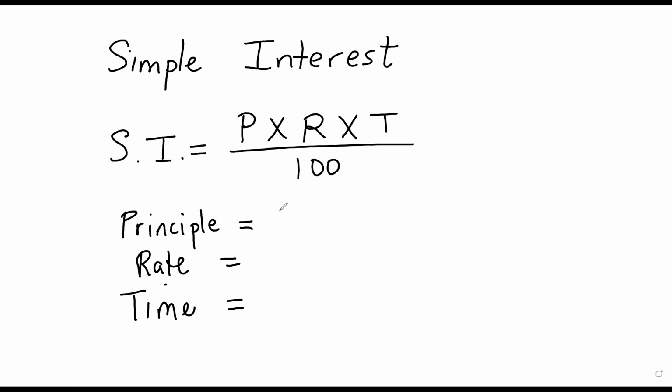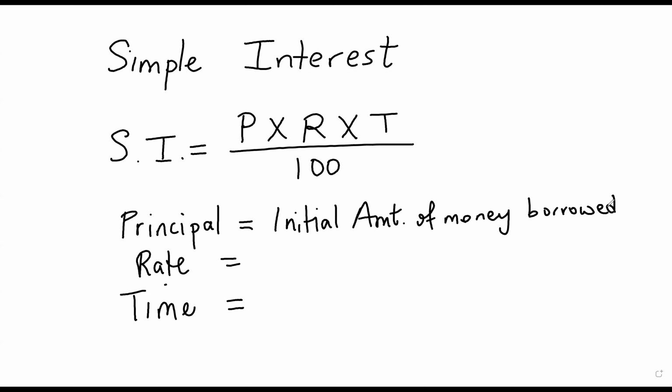So the principal, it's not spelled like this. Sorry, I spelled it wrong. It's spelled like this, actually, I think. Who knows? Anyway, the principal is the initial amount of money borrowed or invested, right? Borrowed if it is a loan, invested if it's an investment. The rate is your interest rate, the rate that you use to calculate the interest. And for simple interest, it is typically calculated per annum.